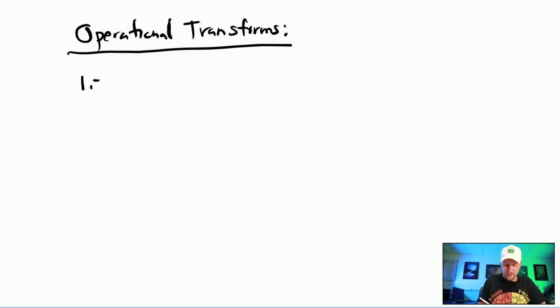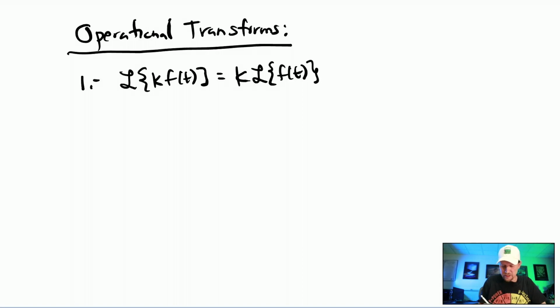We did find that if you take the Laplace transform of a constant times a time domain function, you can pull that constant out and just find the Laplace transform of the function itself. We also found that the Laplace transform is linear with regard to addition and subtraction.